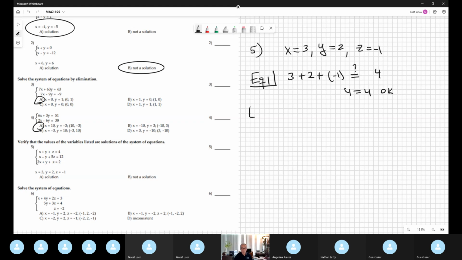The second is equation 2. Equation 2 is x, which again is 3, minus y, which is 2, plus 5 times z, which is negative 1. Should be 12. 3 minus 2 is 1. And 5 times negative 1 is negative 5. And 1 minus negative 5 is negative 4, which is not equal to 12. It's completely false. Therefore, the answer to this is no solution.